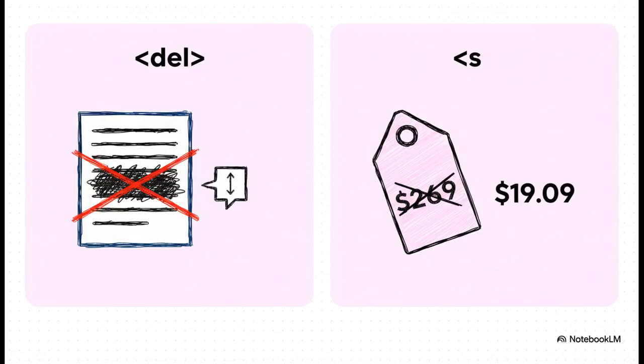Okay, this next one shows a really subtle but important difference in meaning. You've got three tags that often look similar, but they mean very different things. Use del to show the text has been deleted from a document, and you compare it with ins for inserted text. But you'd use s to mark something as no longer accurate or relevant, like an old sale price that's been struck through.